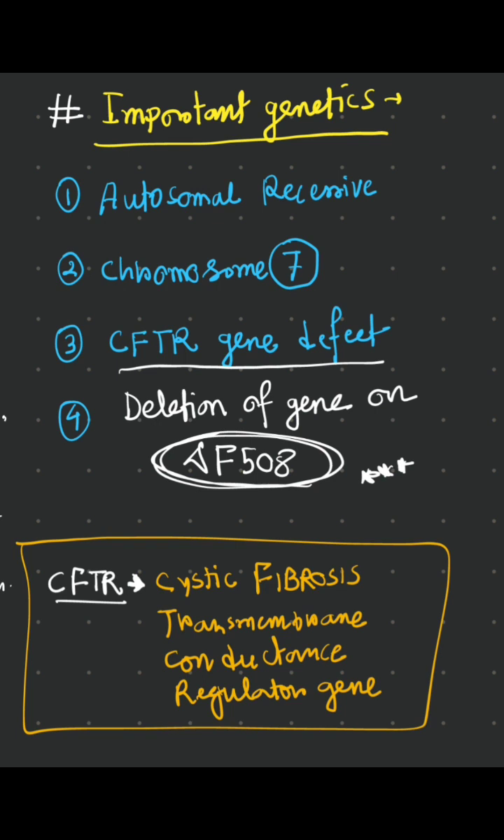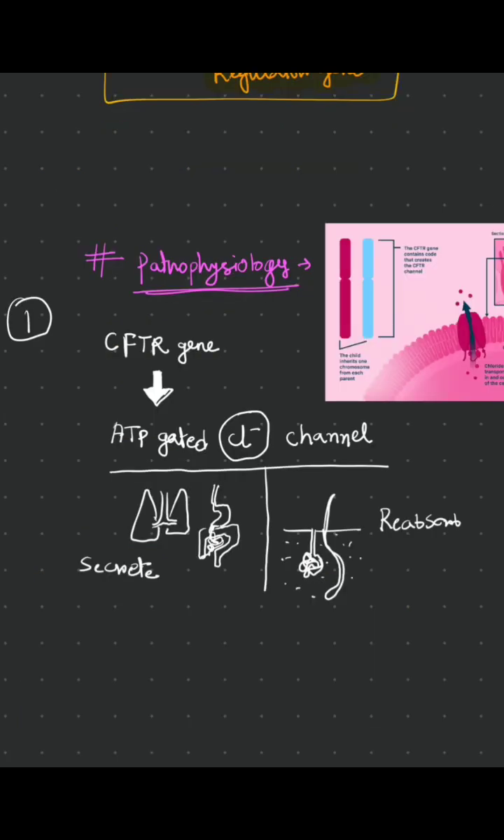Cystic fibrosis is an autosomal recessive condition which involves chromosome number 7. The gene is called the CFTR gene, and a defect in the CFTR gene causes cystic fibrosis. There is basically a deletion of this gene at the delta F508 location. All these points are very important. Another thing you must know is that the full form of CFTR is cystic fibrosis transmembrane conductance regulator gene.